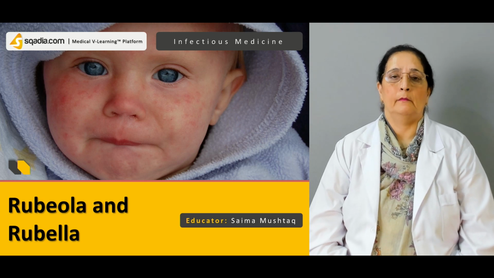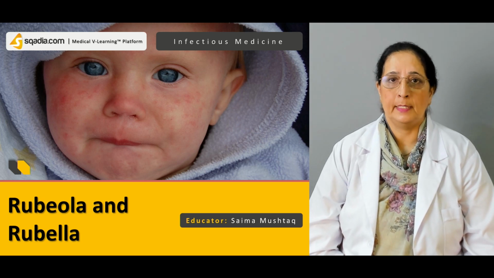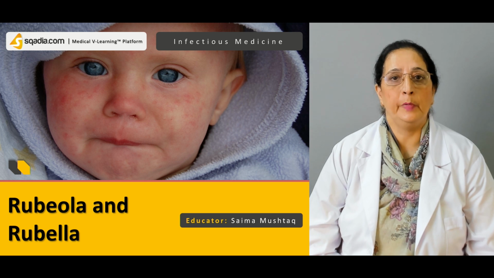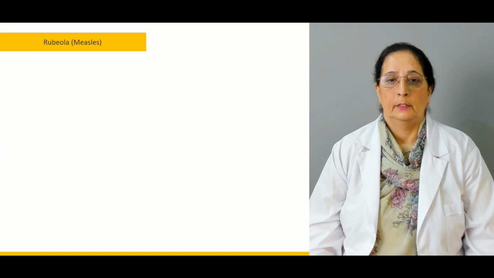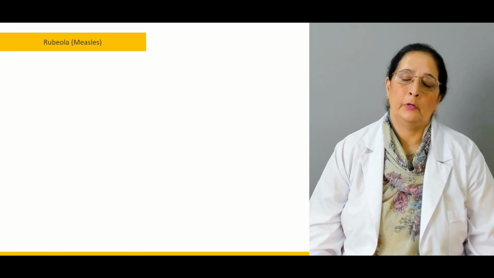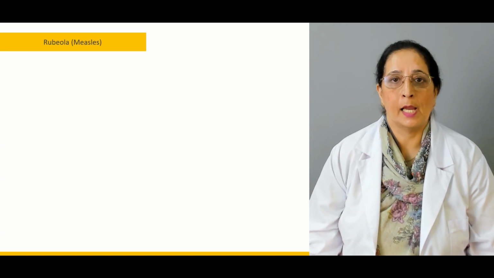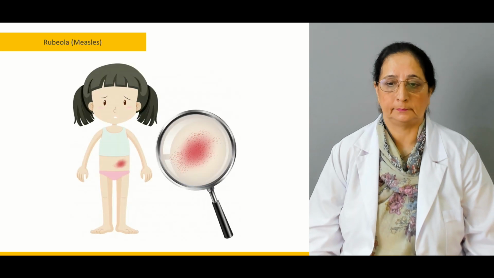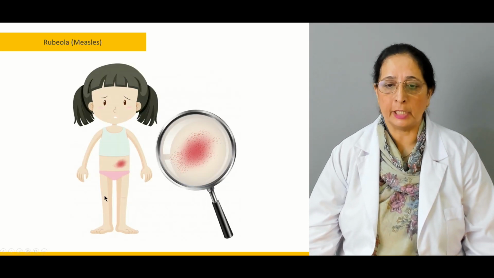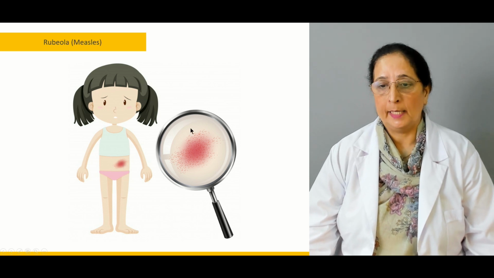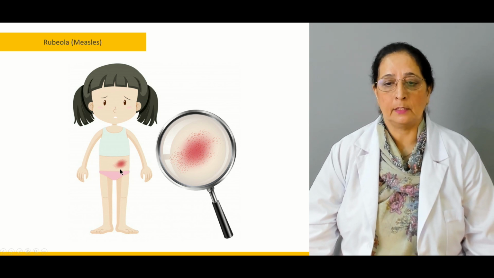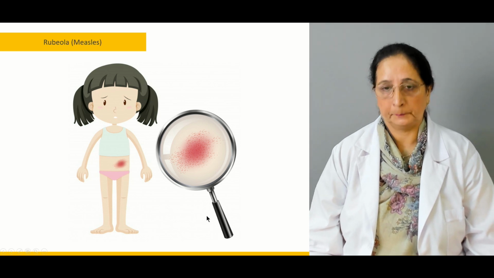Let's begin with our topic, infectious medicines, the topic of rubeola and rubella. First, the rubeola. Rubeola is also known as measles. That's the rash of the rubeola or measles, and that's the magnification of how the rash of the measles, or rubeola, appears.